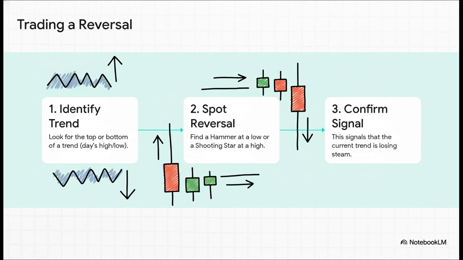And here's how you trade it. You're at the top of a trend and you see a candle with a long upper wick. That's a shooting star. It suggests sellers are jumping in and taking control. Or you're at the bottom of a downtrend and you see a candle with a long lower wick, a hammer. That's a sign buyers are stepping in. These are your clues that the old trend is running out of gas.